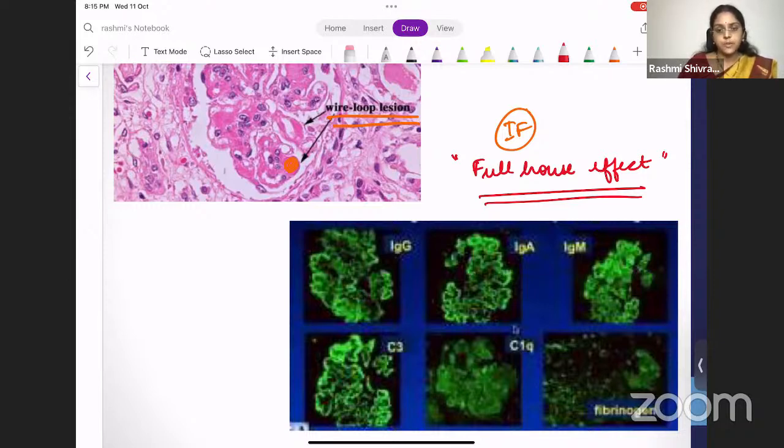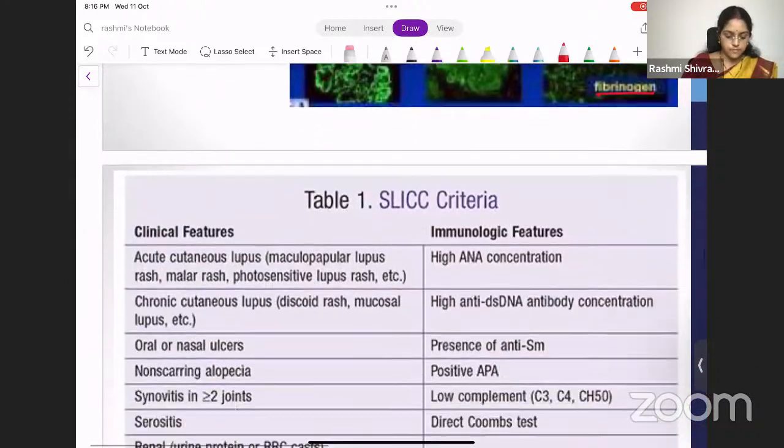It's called a full house effect, where you will have IgG present, IgA present, IgM present, C3, C1q, as well as fibrinogen. All these will be deposited in the mesangium. So this is called a full house effect. All the immunoglobulins are present. So this is called a full house effect, right? So this is the immunofluorescence finding.